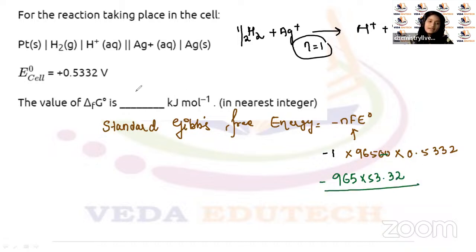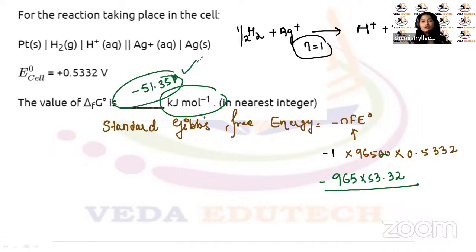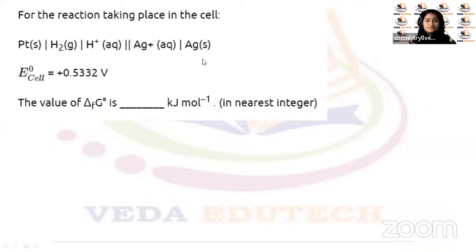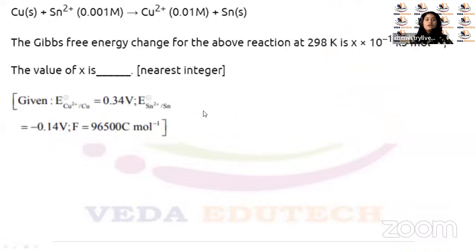For your reference, I have the answer. You are going to get the answer in joule because energy is in joule, so you have to convert it into kilojoule. So you are going to get minus 51.35 as your answer. Yes. So I hope you'll find this on your own. Okay, I told you the formulas and everything. Moving on to the next question. Okay, so here is a question in front of you. Now try this, everyone.